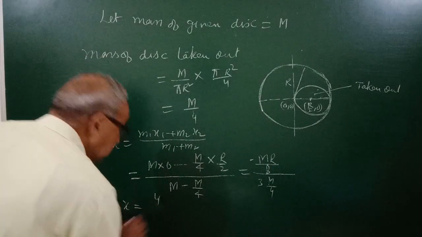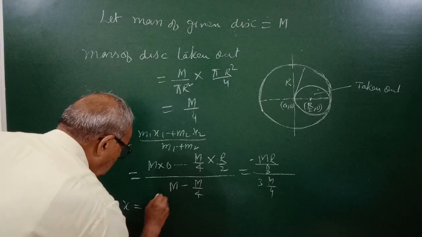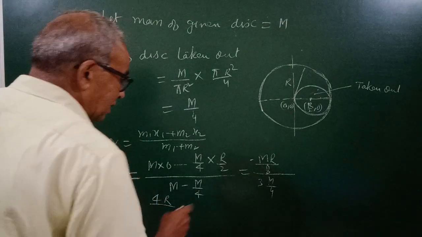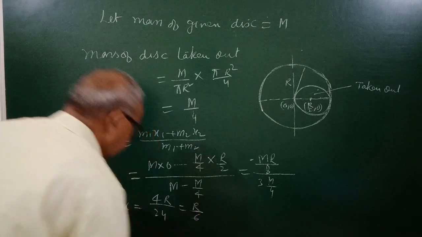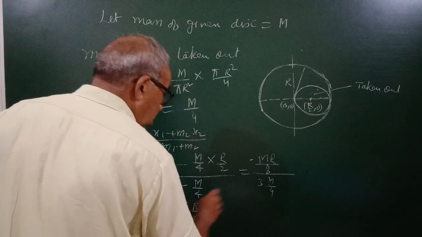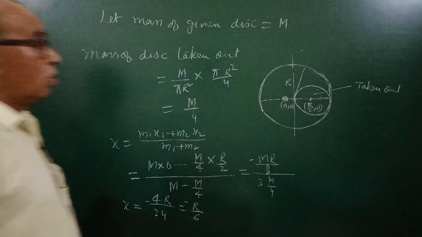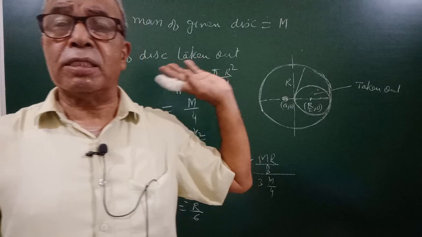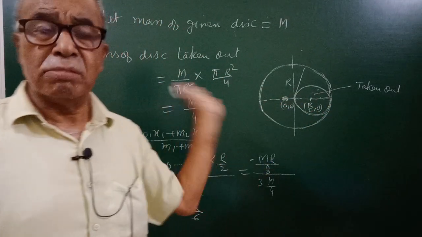4R upon, how much? 24, means R by 6. So minus R by 6, sorry, minus R by 6 means it will shift toward this direction at a distance R by 6. Suppose the initial radius is 6 centimeter, so the center of mass will shift by 1 centimeter.